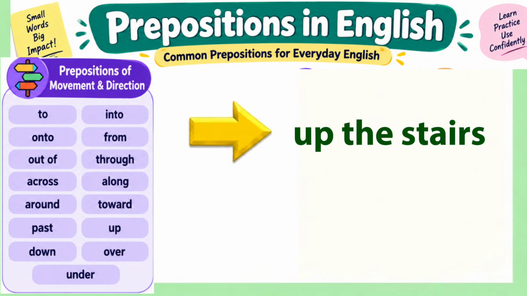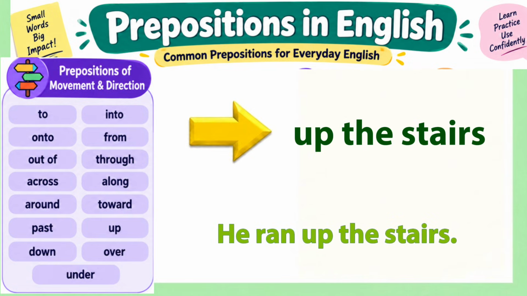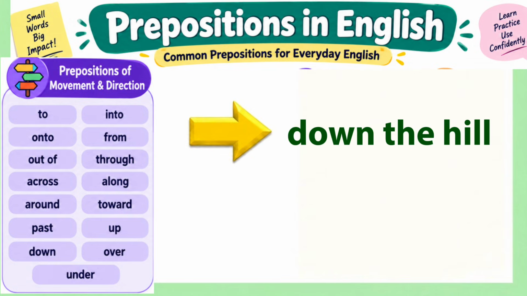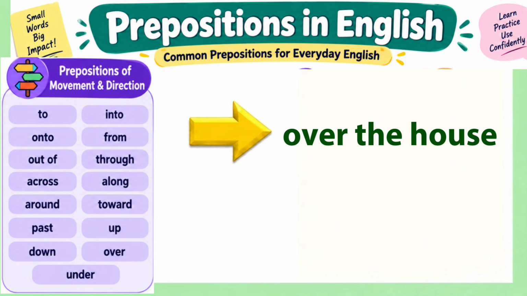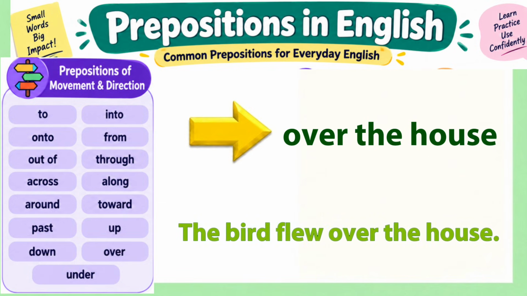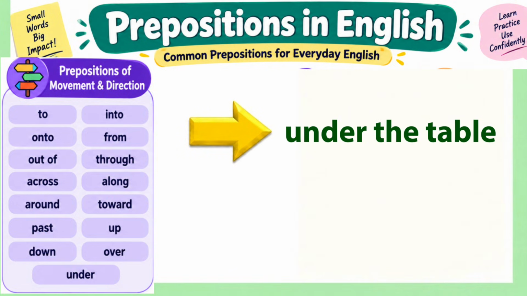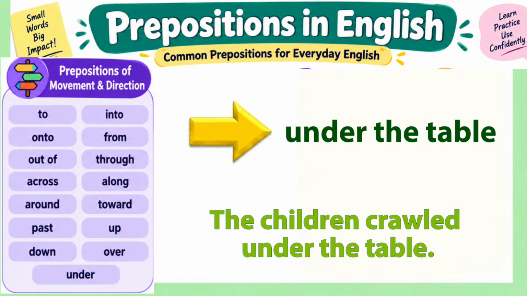Up. For example, up the stairs. He ran up the stairs. Down. For example, down the hill. She walked down the hill. Over. For example, over the house. The bird flew over the house. Under. For example, under the table. The children crawled under the table.